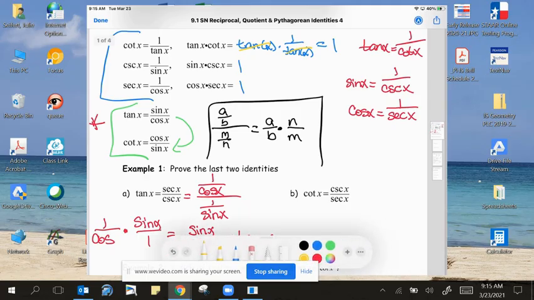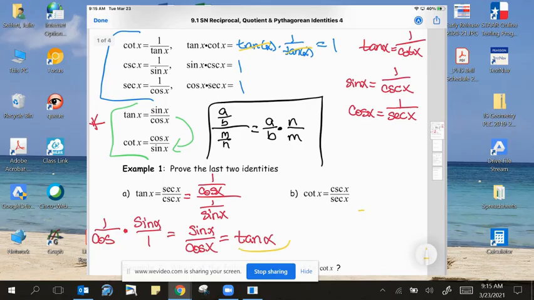So we had tangent x in the original expression. We rearranged what it was equal to, showed it was still another form of tangent x. We're done. That is what we were asked to do. We're not solving for a number. We're not trying to find x. We're trying to show that those are equivalent. Okay?